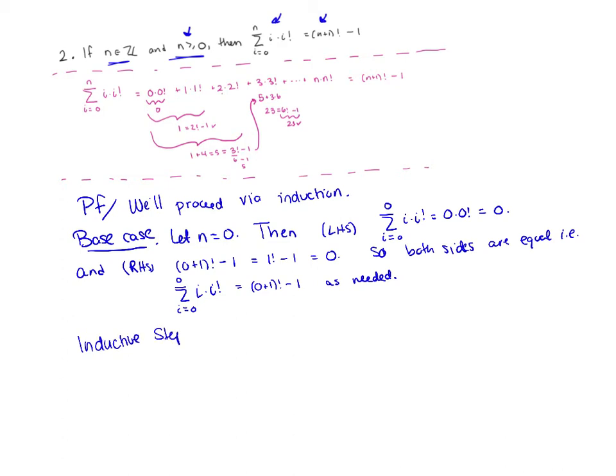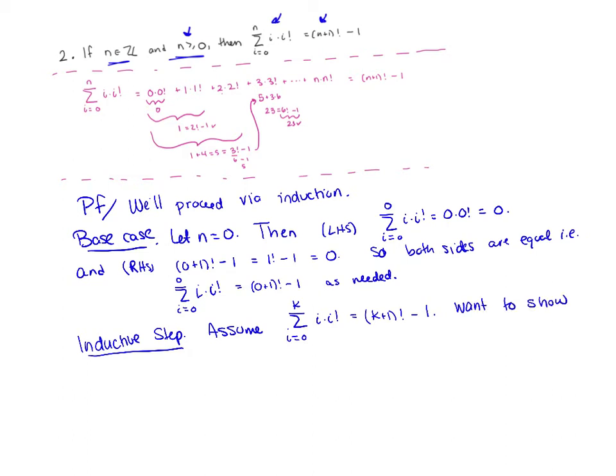In our inductive step, I'm going to switch out my letters, so I'm going to assume the sum from i equals 0 to k of i times i factorial is equal to k plus 1 factorial minus 1. So I'm just assuming P(k) is true, and then I want to show, and I don't need to include this in my proof, but I can if I want.